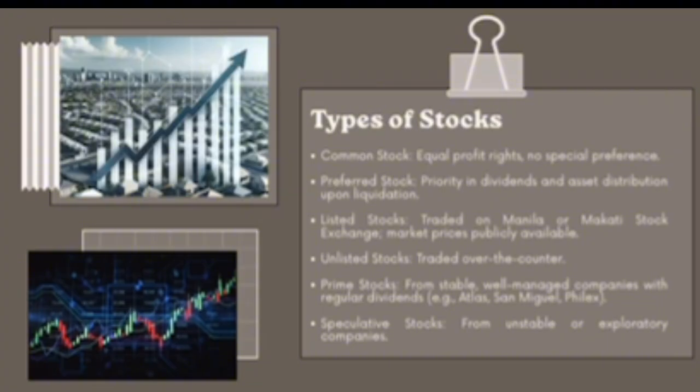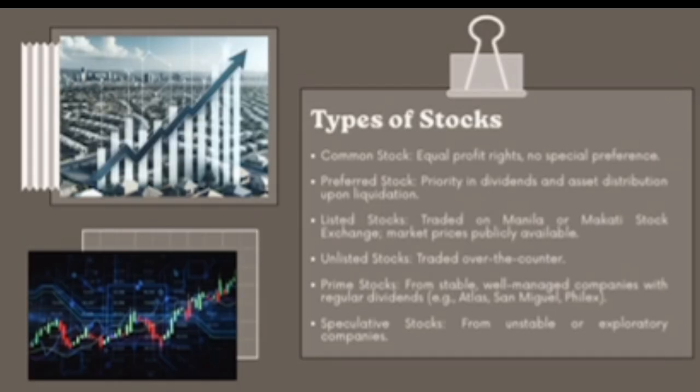Unlisted stocks are traded over the counter. Unlisted stocks are not traded on the stock exchange. They are exchanged over the counter or the OTC, or directly between parties. For example, shares of a private company like a local family corporation are considered unlisted. Fifth, we have prime stocks.